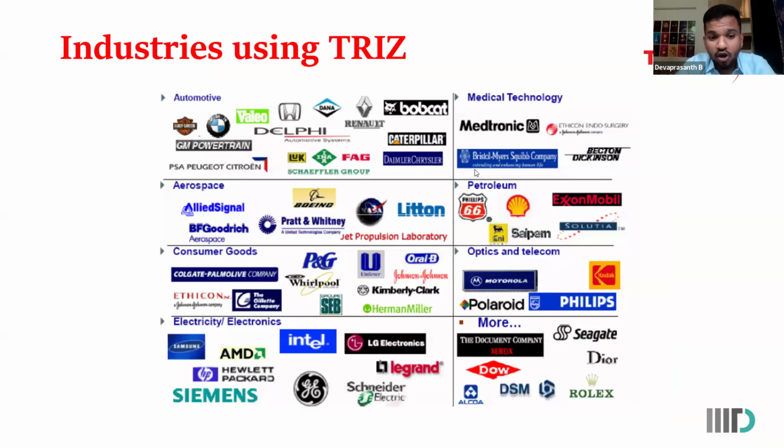Then in electronics, all the major companies like Siemens, Samsung, Intel, LG are using it. Even the petroleum companies like Shell are using it. So these are the enhancement techniques that top companies are using. Let me show the graph before and after the introduction of TRIZ in their industries.